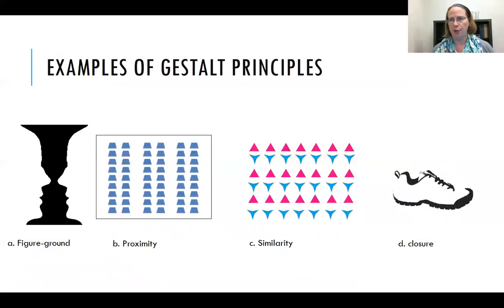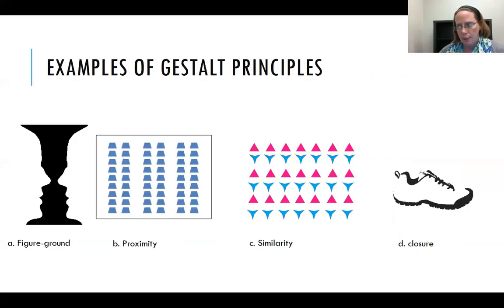All right, so as promised, here are some examples of Gestalt principles, which is another way of saying the rules for pattern recognition. The first example is an example of figure ground. So your mind decides what is figure and what is ground. Some of you will see a vase as a figure and the white as ground, and some of you will see 2 faces as a figure and the ground is black.